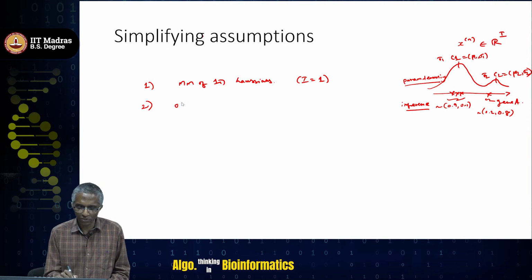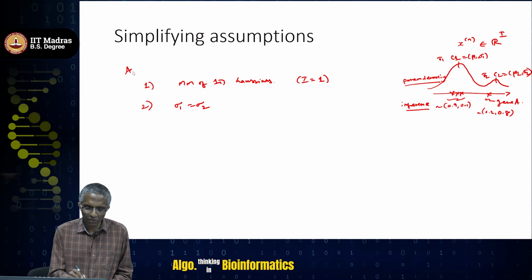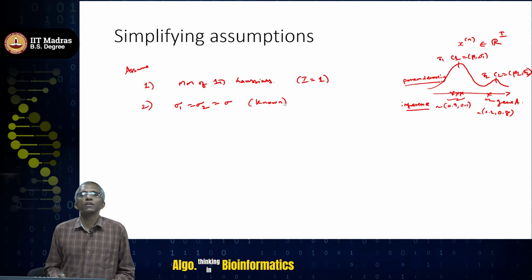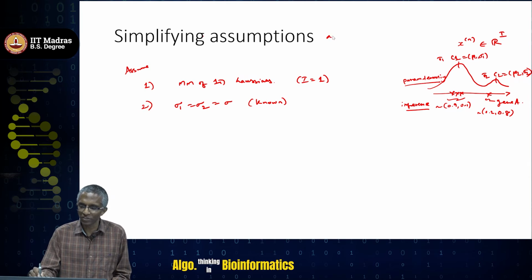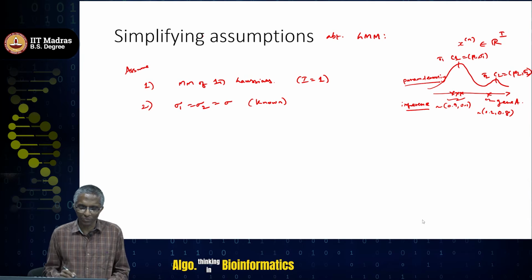Okay. So, we are going to assume that sigma 1 equals sigma 2, the same sigma, and that it is known. We know what the spread is for each of the components in our mixture model. So, these are simplifying assumptions about our Gaussian mixture model. We can later relax those assumptions, but these are our simplifying assumptions.